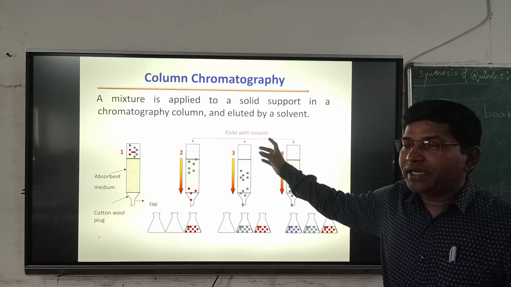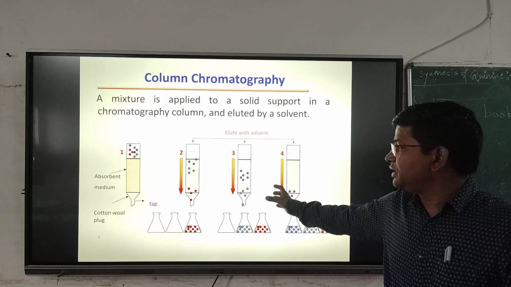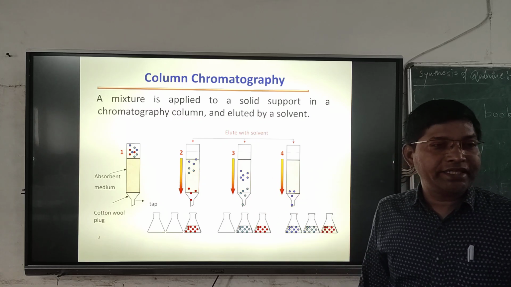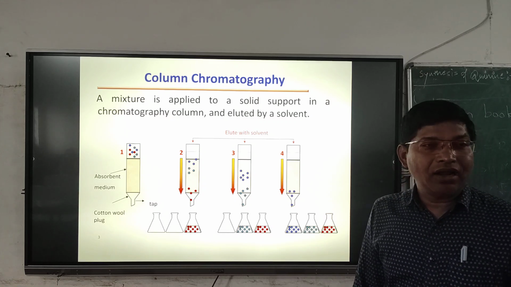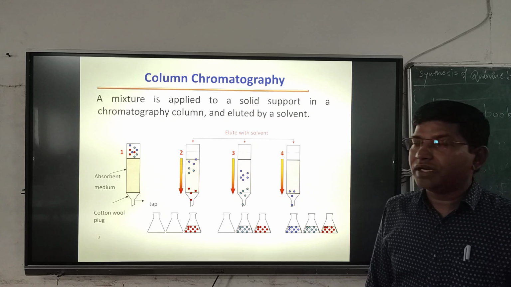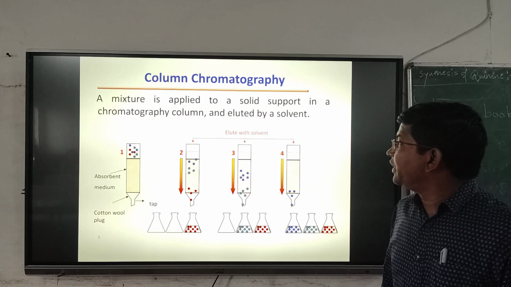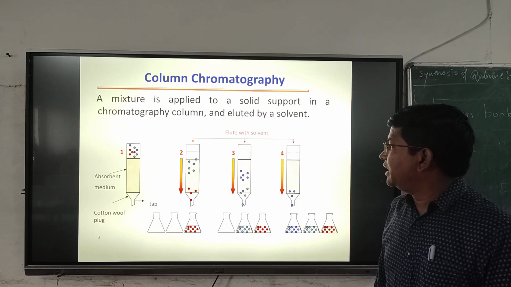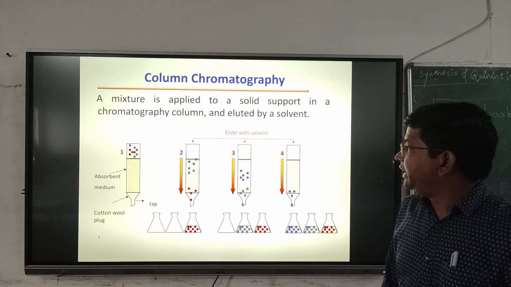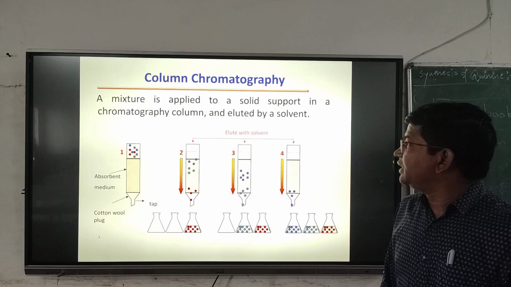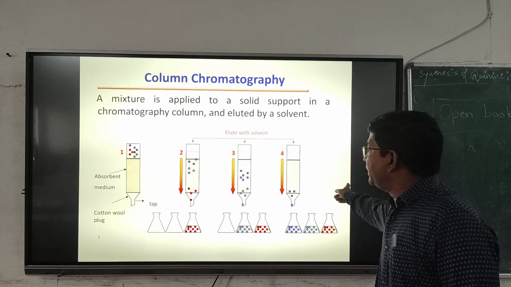So what are the advantages and disadvantages of this column chromatography? If you want to determine the quantitative amount of a particular chemical substance, it is very difficult, and also a lot of organic solvent is used for separation of the compound. So it is time consuming and it requires a large amount of pure organic solvent. But the advantage is that it is easily accessible, and we can also say it is low cost for purification of a compound mixture in the lab.